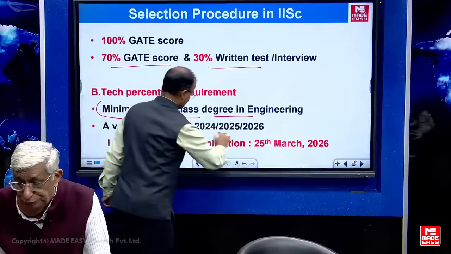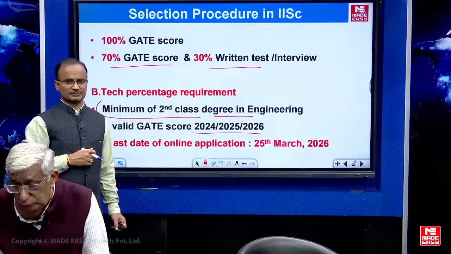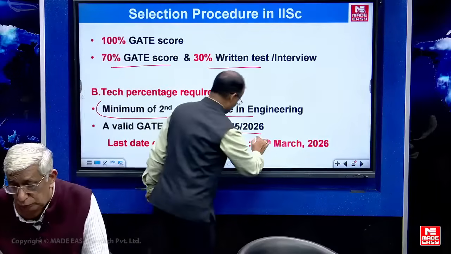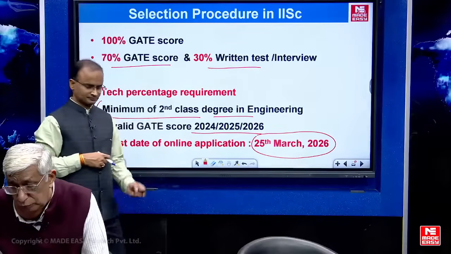Out of all these three years, whichever GATE score is high, try to use that one to get admission. I already concluded previously, it is a very, very important point. Tomorrow is the last date to apply for this one.